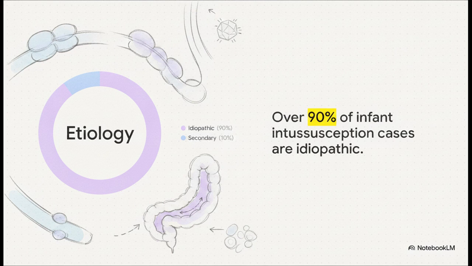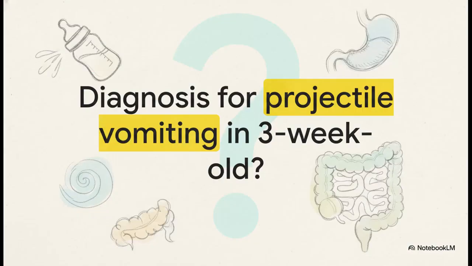On the flip side, secondary focal lead points, things like duplication cysts, Meckel's diverticulum, or lymphoma, those are more commonly the culprits in older kids, usually over 2 years of age. Let's dive right into our final clinical scenario. A 3-week-old child presents with non-bilious projectile vomiting. What diagnosis should be suspected?